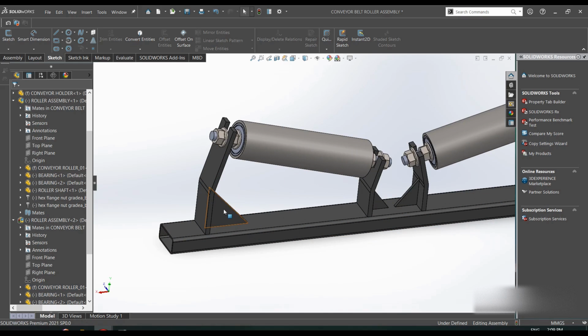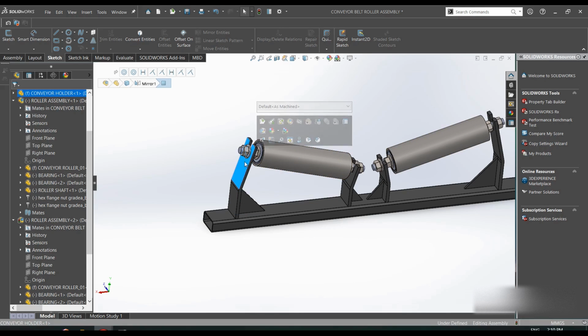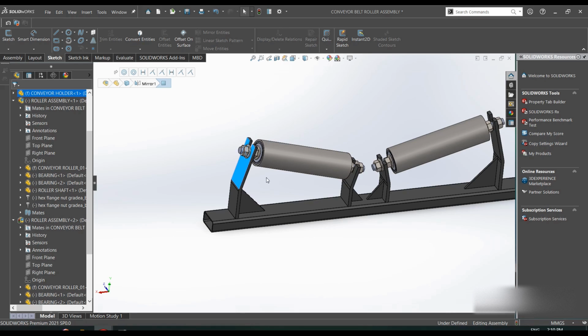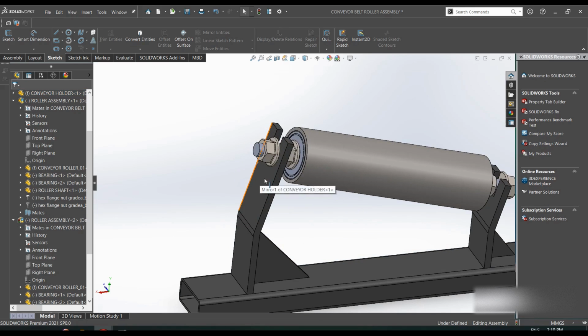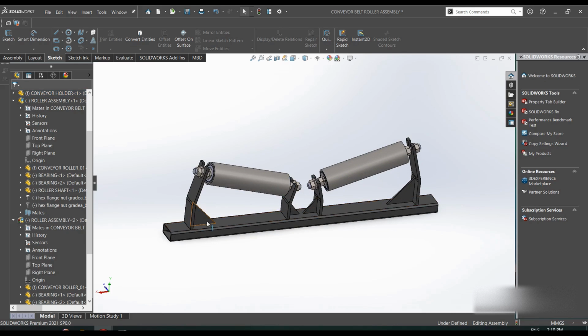I added these gussets here just to hold this firm in place, so it can be strong enough and work for a longer period of time. This is made out of 8 mm. I think this is 8 mm thick. They are quite strong enough.